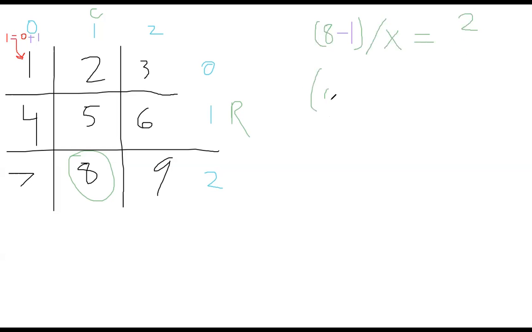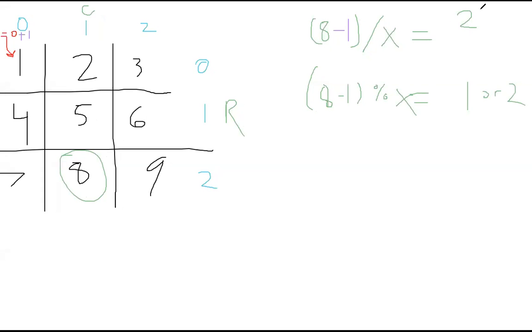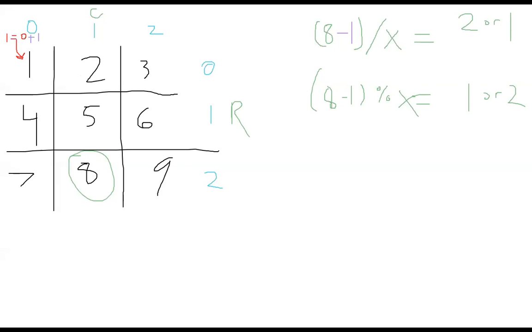And then 8 minus 1 modulo x gives us, okay, the dog's leaving. Sorry, everybody. Should give us 1 or 2. Or 2, and this should be 2 or 1. So think on this for just a minute while I go let the dog out.